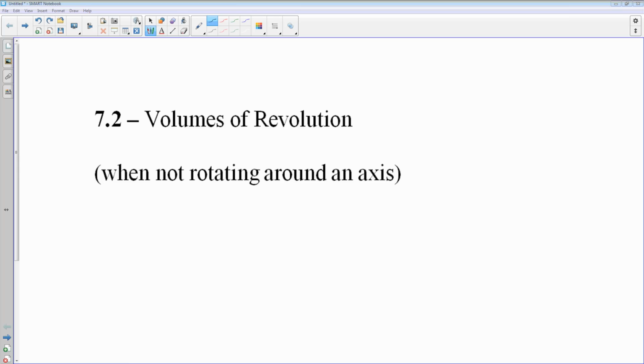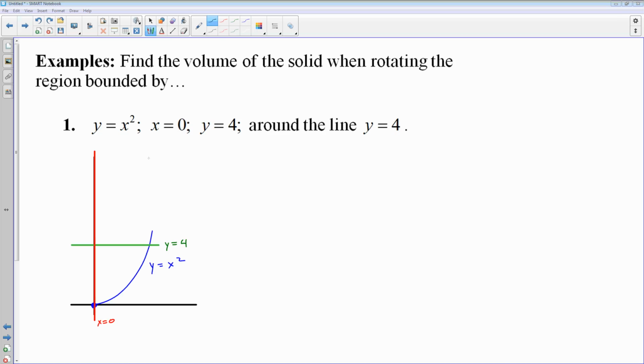Okay, adding another tweak to our volumes of revolution. Everything we've done so far, we've been rotating around either the x or the y-axis. But sometimes you rotate around other lines, so we're going to look at rotations when we're rotating around something other than an axis. So a few examples.